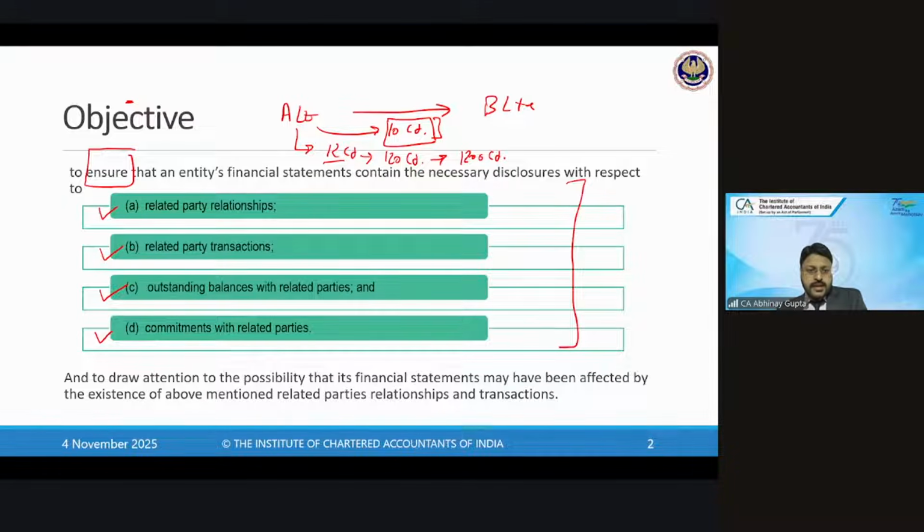So the standard also says, and to draw attention to the possibility that its financial statements may have been affected by the existence of the above-mentioned related parties, relationships, and the transactions, right? So if we are going to disclose the name of the related party, the nature of the relationship, and the transaction and the outstanding balance, then it means the investor will come to know eventually who the related parties are, why they are related parties, which transactions have been entered into with them during the period, or the year, and what the outstanding balances with them are as on the reporting date, right? So this is the core objective.